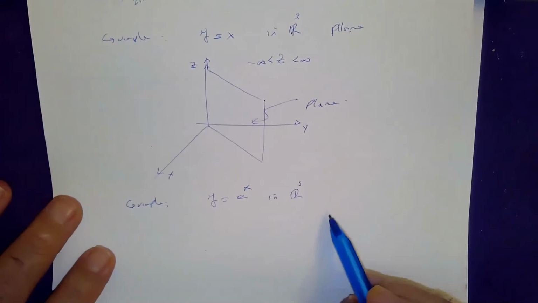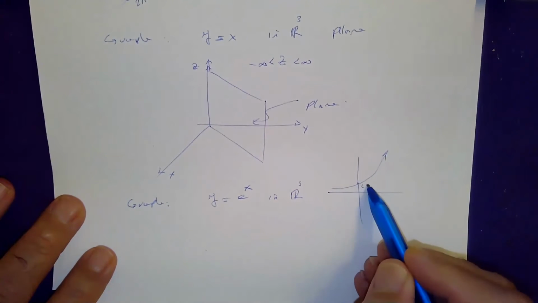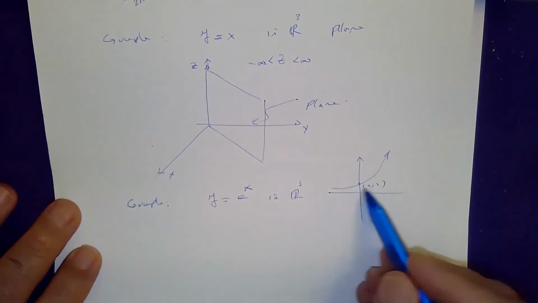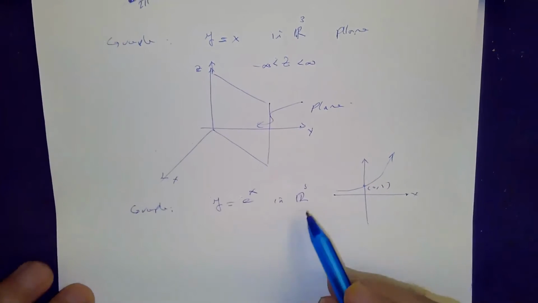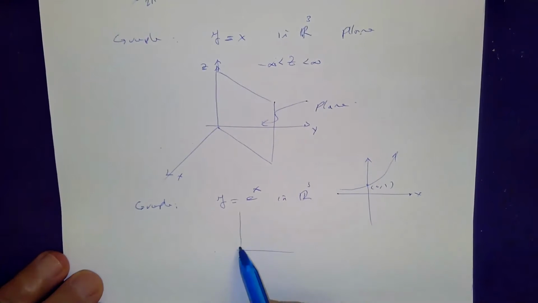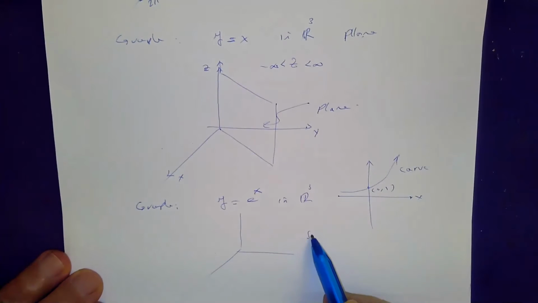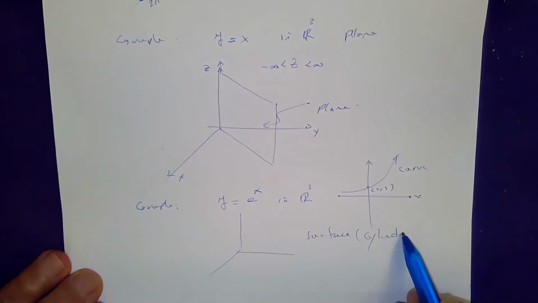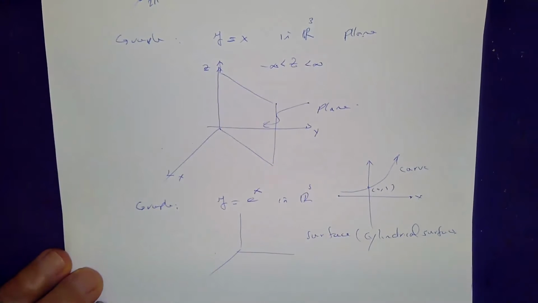On the floor, e to the power of x looks like this, doesn't it? It hits the y-axis at (0, 1), and it gets close asymptotically to the negative x-axis. So how does this look in 3 dimensions? Well, it's not going to be a curve anymore. It's going to be a surface. As a matter of fact, we also call this a cylindrical surface. Okay. So what do we do?